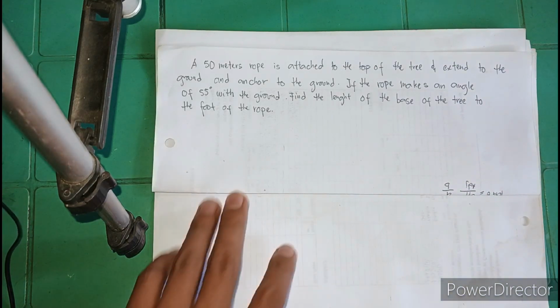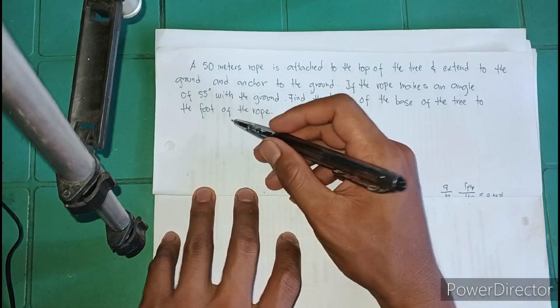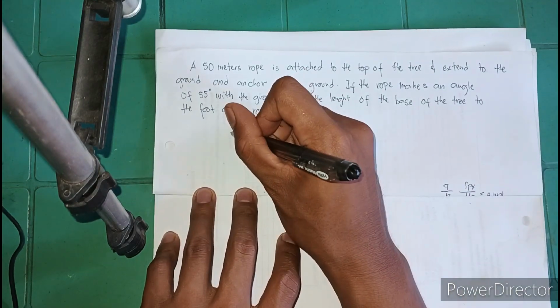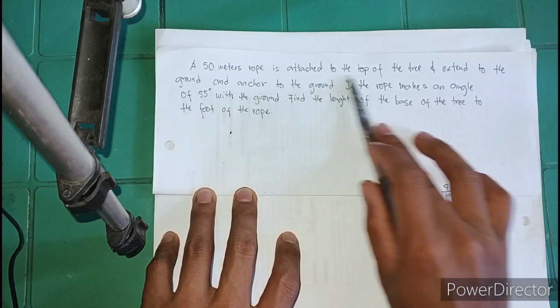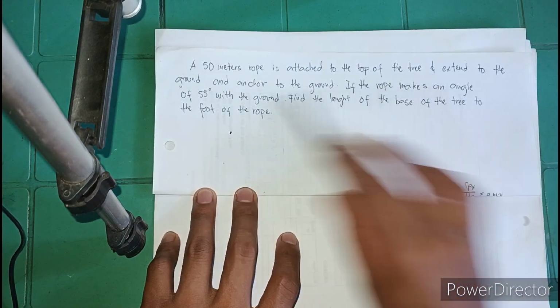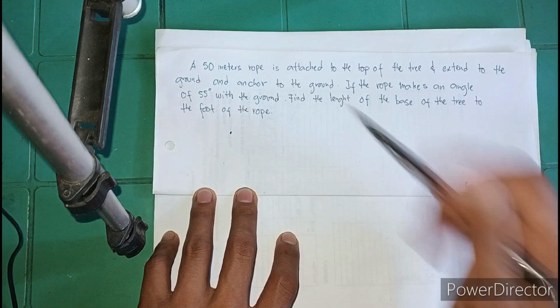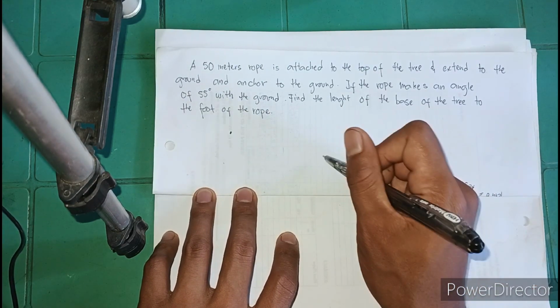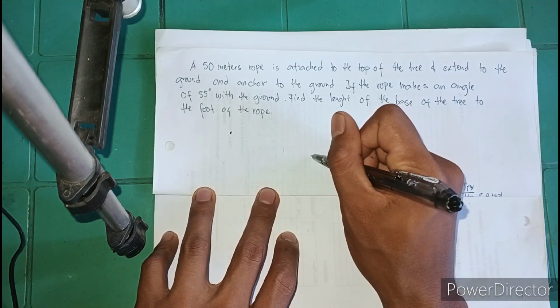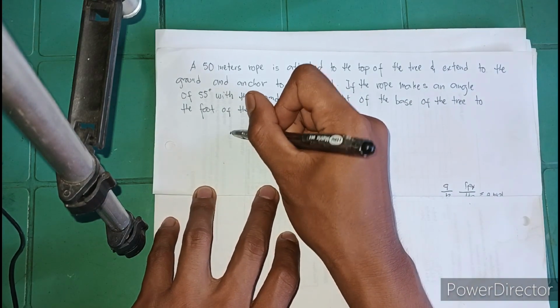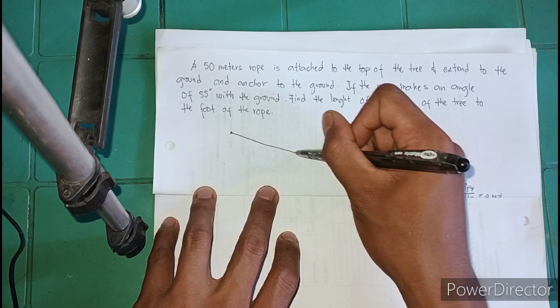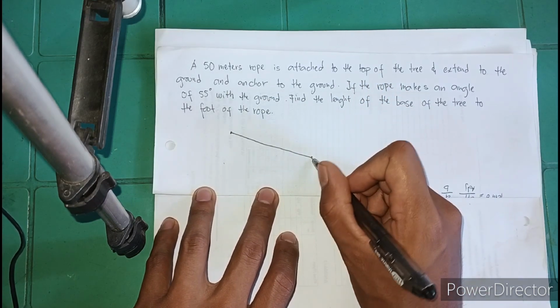Let's say that this is the top of the tree. This point here is where the rope is attached at the top, extending to the ground. Let's say here, this is the ground. All we need to do is to connect this. This will be the rope that is attached to the ground.